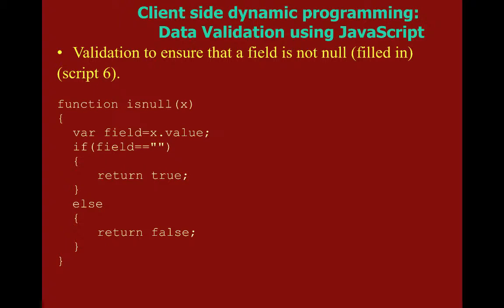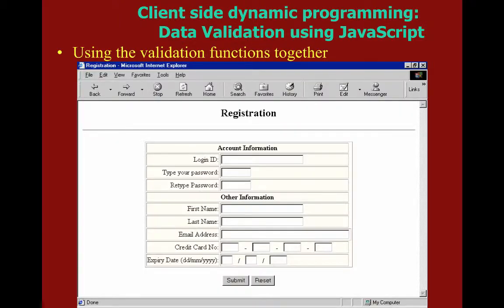Later on, we will find that in HTML5 there are certain attributes that we can use that can tell the browser to do some of these checks automatically, but we'll come back to that later. So you can use all these validation functions together. So if the user types in values for these different fields, then according to what you want to check for each of these fields, you can use some of the functions that we saw earlier.